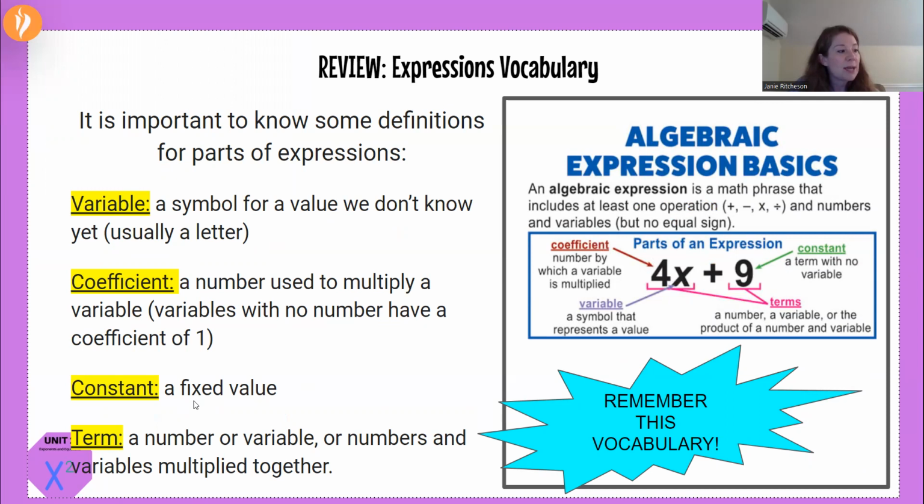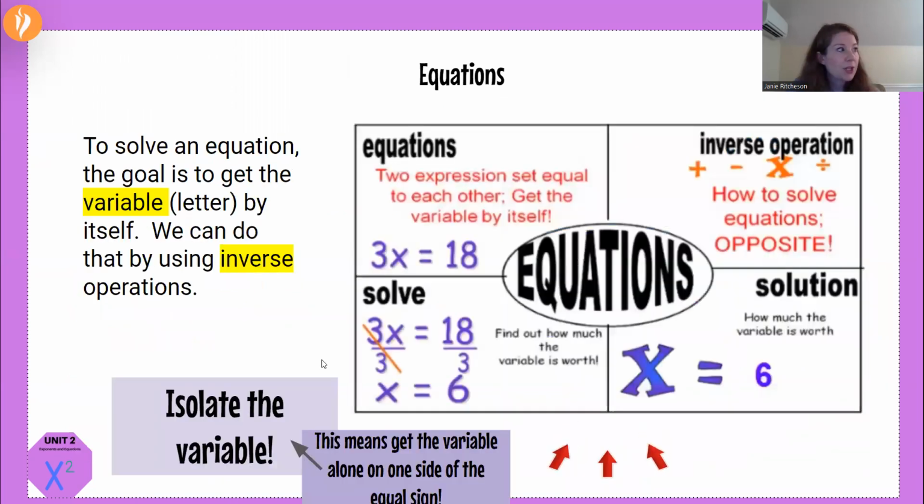And terms are separated by plus or minus signs. So there are two terms in this expression. The two terms are positive 4x and positive 9. So just remember, if that was a minus sign, it would belong to that second term. So if this was minus 9, the second term would be negative 9. So that should be reviewed for you.